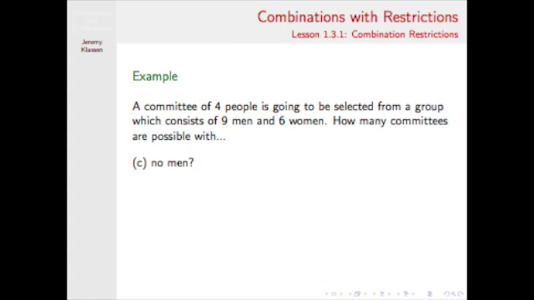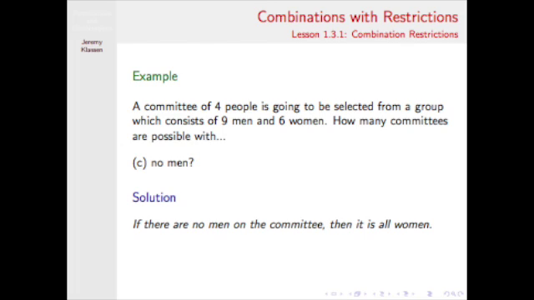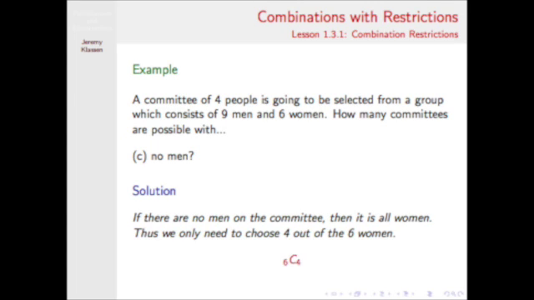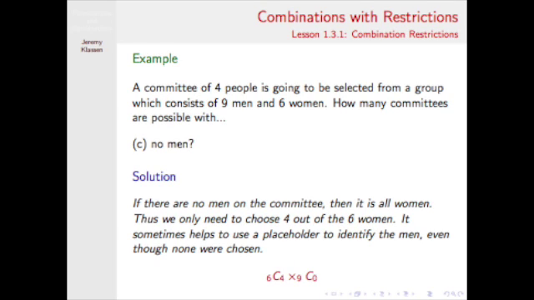Now let's change the question a little bit. How many committees can we come up with that have no men on them? If there are no men on the committee, then the committee is all women. Thus, we only need to choose 4 out of the 6 women, so 6 choose 4. However, it is often useful to put a placeholder in here to identify the choice of men, even though there were none chosen. So we might write 6 choose 4 times 9 choose 0, just to include the men. And that way we know that we've got 6 plus 9, or 15 people we're choosing from, and 4 plus 0, or 4 people that we're choosing. Whether you choose the placeholder or not, there are 15 committees possible that have no men on them.